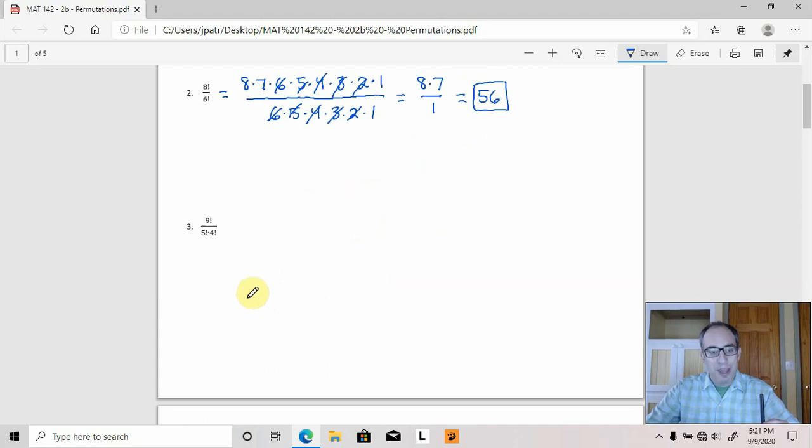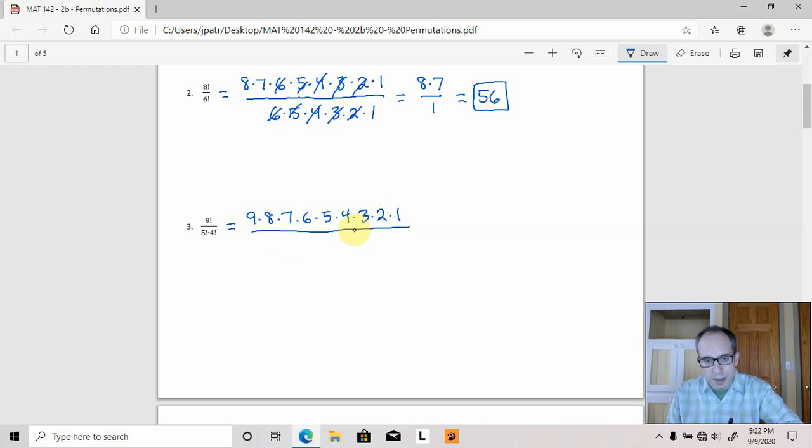And number three is the same type of scenario. The kind of thing that's going on in number three is going to be big in the section after this. This exact type of expression has one factorial on the top and two on the bottom, where these two numbers add up to this number, like how 5 plus 4 is 9. If I expand these out, so 9 times 8 times 7 times 6 times 5 times 4 times 3 times 2 times 1, then on the bottom I'm going to have a 5 factorial and then a 4 factorial. So 5 times 4 times 3 times 2 times 1 for the 5 factorial, and 4 times 3 times 2 times 1 for the 4 factorial.